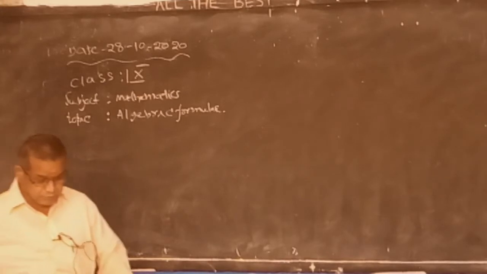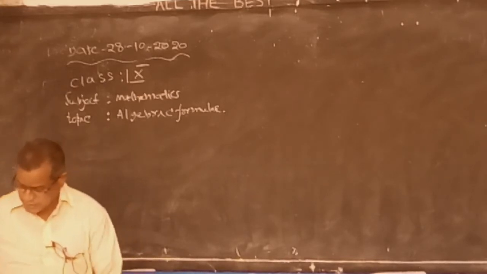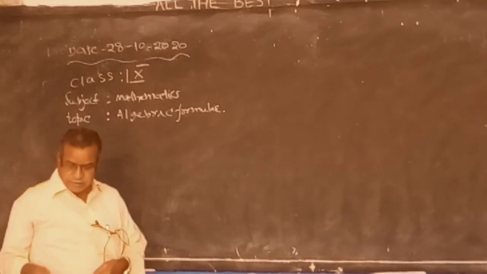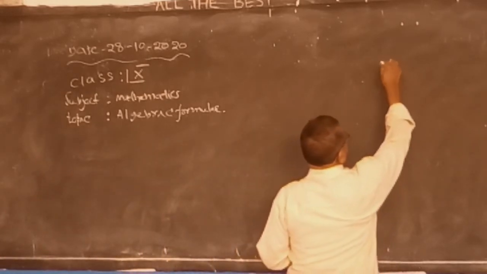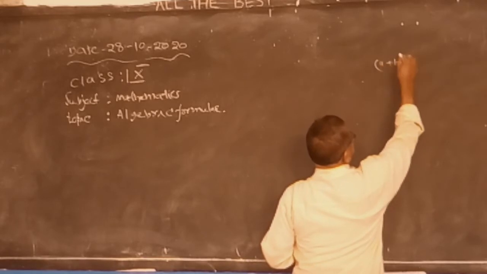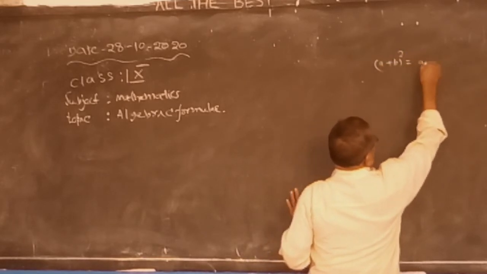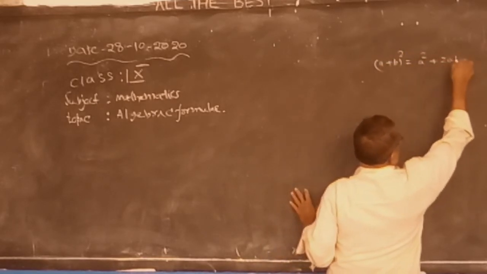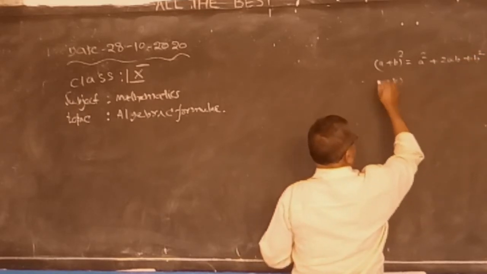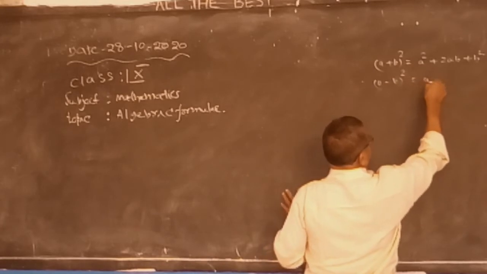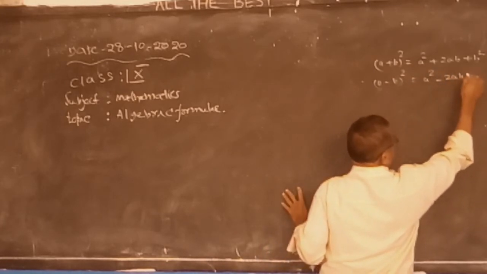See, expansions. Once again, I remind you of (a plus b) whole square, a square plus 2ab plus b square, and (a minus b) whole square, a square minus 2ab plus b square.